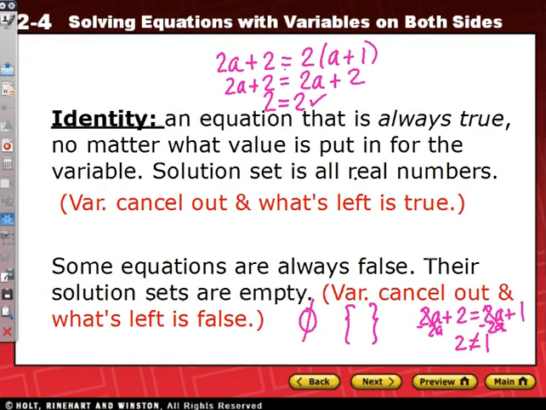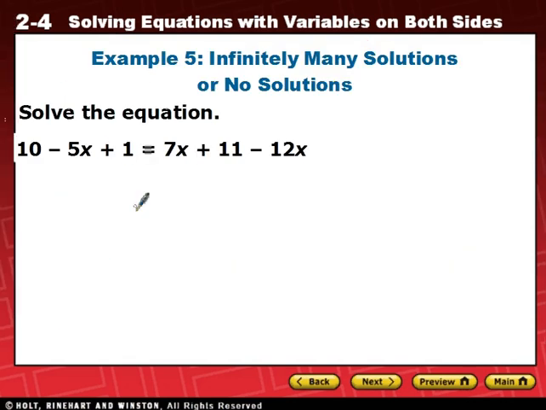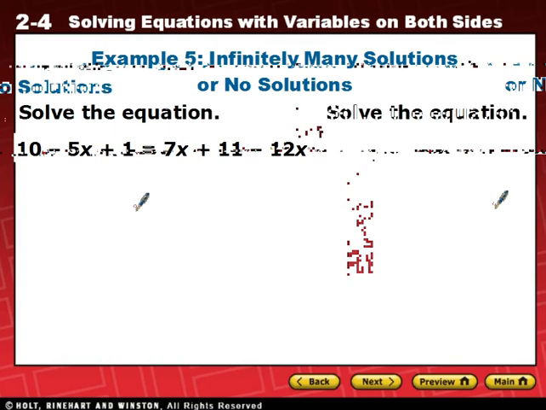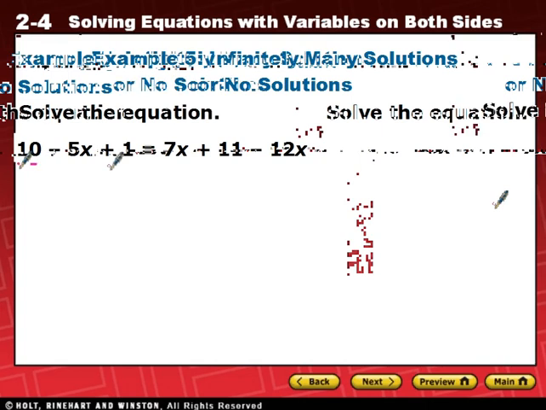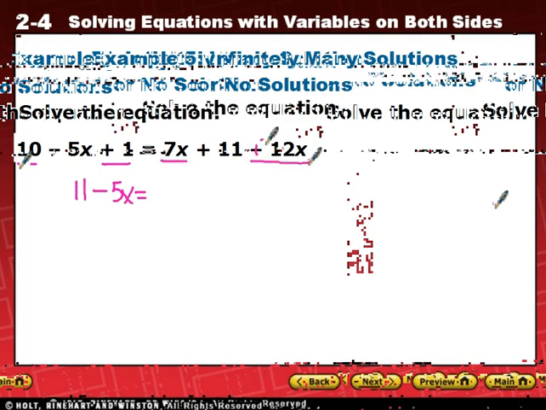Let's look at a couple examples, one for each that you can put in the boxes in the middle. So you should be expecting that these either have infinitely many solutions or no solutions, all real numbers or no solutions. So let's combine some like terms. I've got 10 and positive 1 makes 11 minus 5x's. And on the other side, I have 7x and negative 12x, and that's negative 5x plus 11.